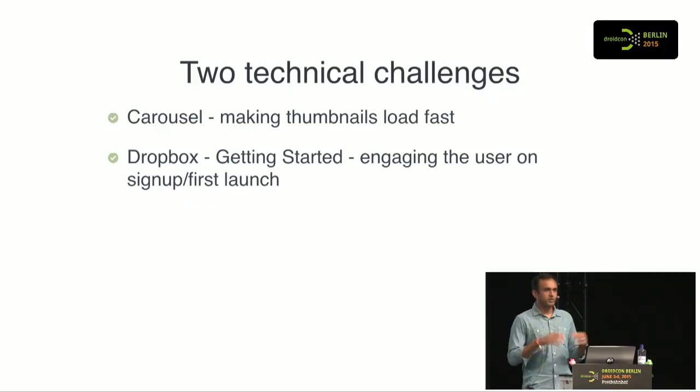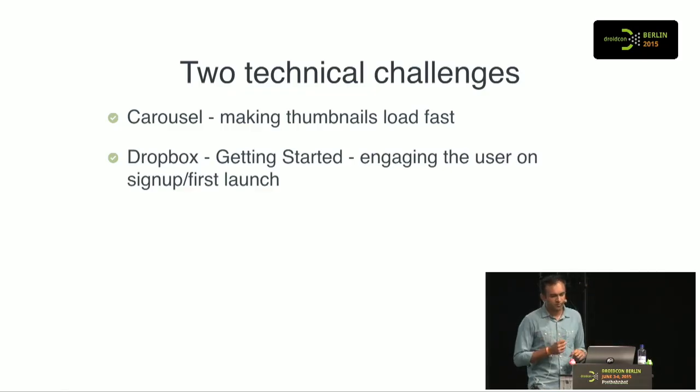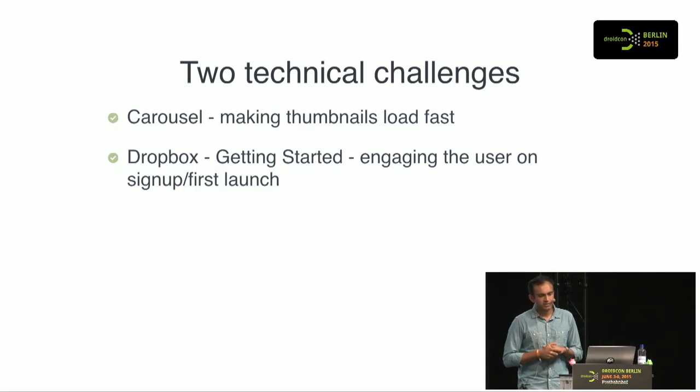So the two product and technical challenges I'm going to talk about: the first one is about Carousel and how Carousel loads thumbnails on Android. And this portion is going to do a little bit of a deep dive into some performance optimizations that we've made to make the user experience better. And the second scenario is something we call getting started, which is something we built to help users get familiar with Dropbox on their phone.